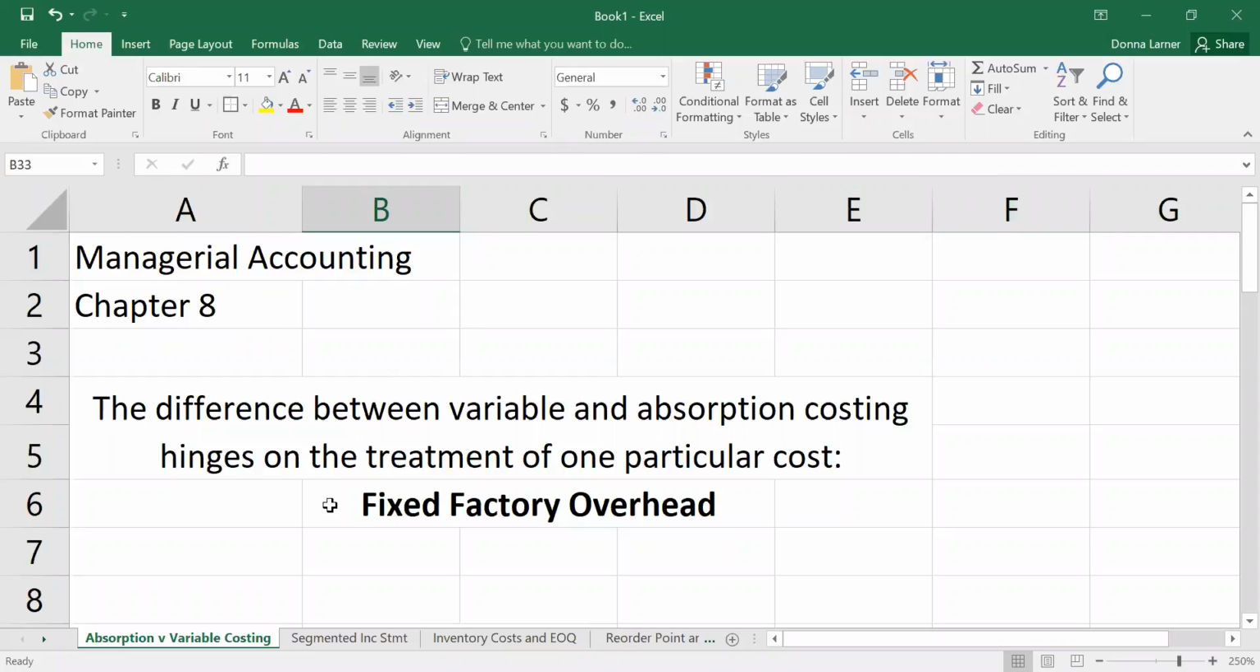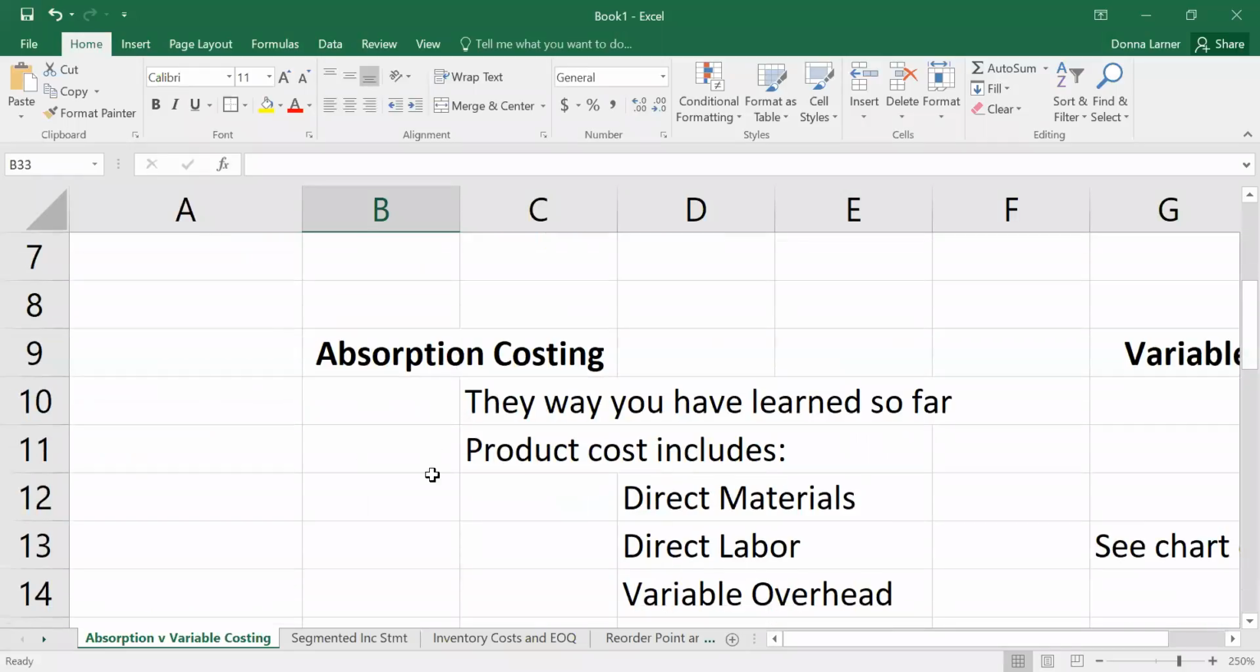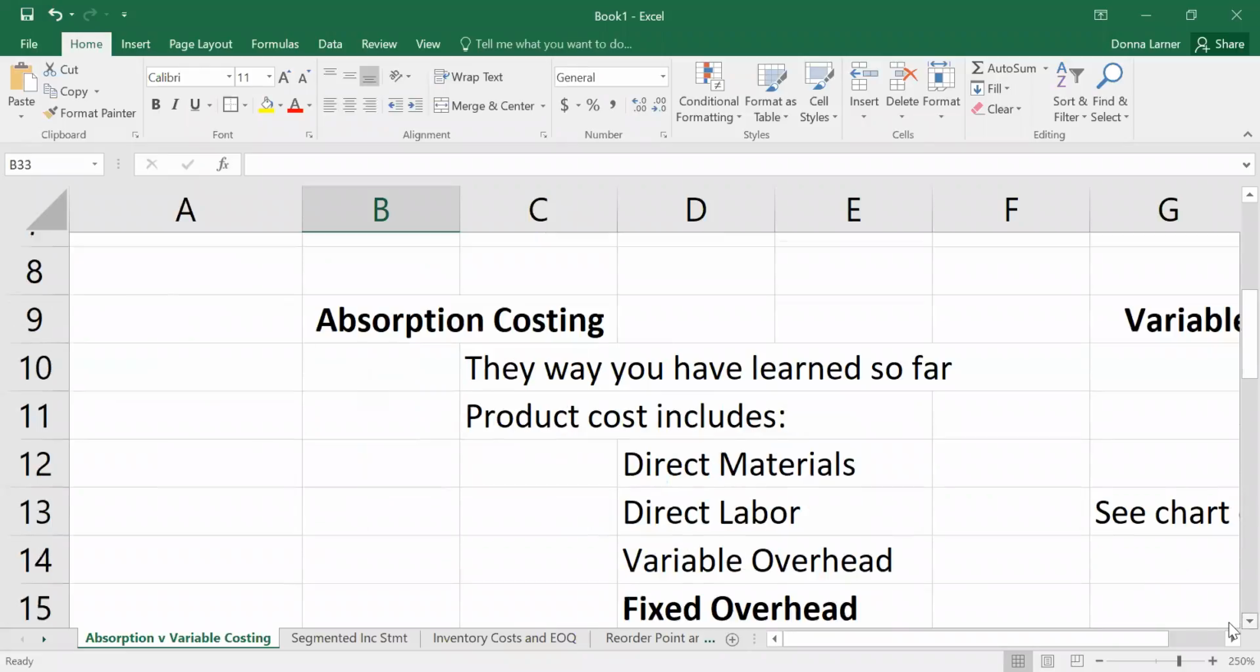The difference between absorption and variable costing really hinges on one thing: fixed factory overhead. Where to put that on the income statement, or where to deal with it. We've been doing absorption costing. You didn't know it, but that's what you've been learning as you've been going through the first 6 chapters of the book. You just didn't know that was what it was called.